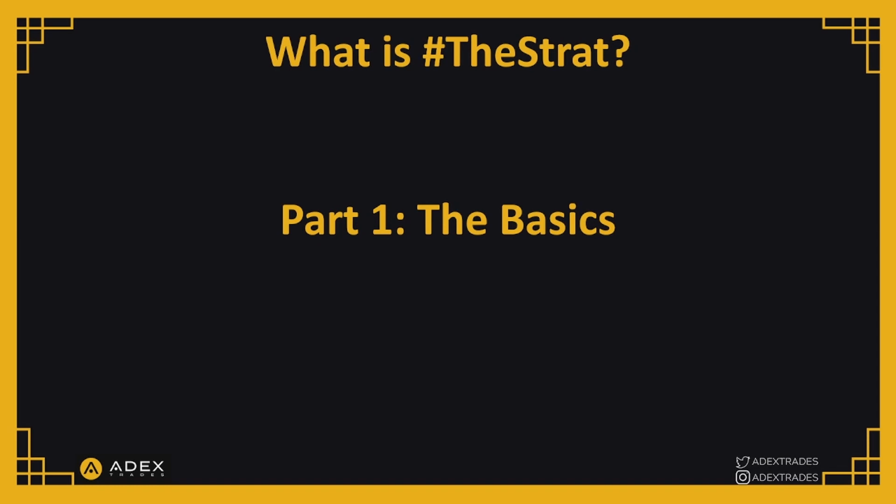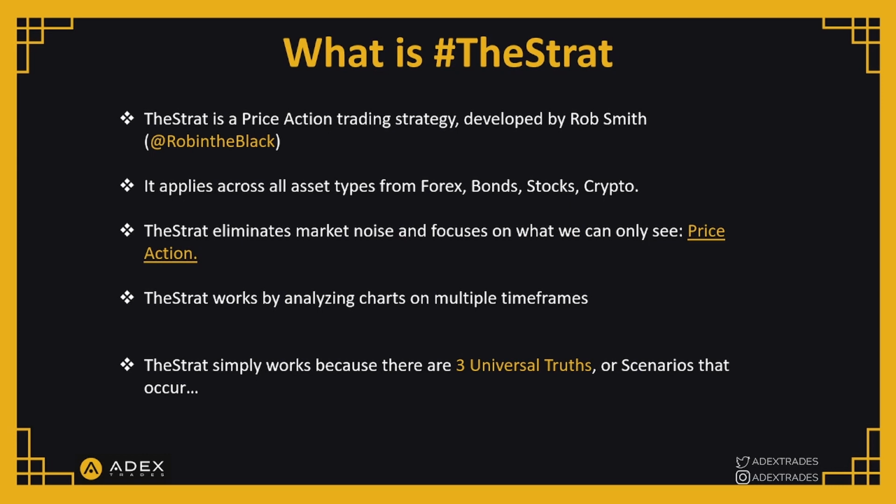All right, so what is the Strat? Part one, the basics. The Strat is a price action trading strategy that was created by the Commander-in-Chief Rob Smith, known as Robin the Black on Twitter. After more than 20 years of studying charts and price action, he noticed that there were certain specificities when it comes to the way that price moves. Price can only move in three ways.